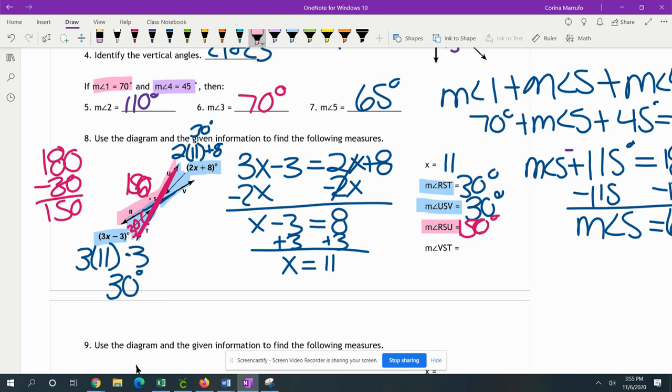degrees. Now they're asking us for VST. So VST is this one right here, which is vertical angles with the one we just found. So that means that this one is also 150.